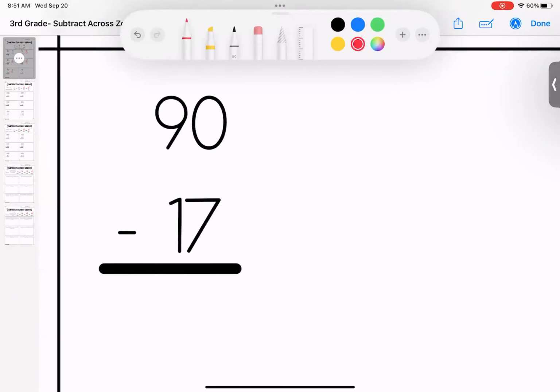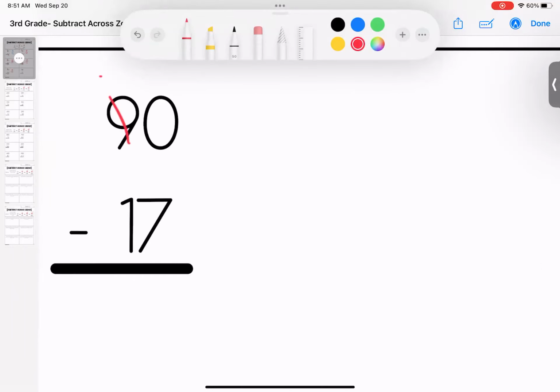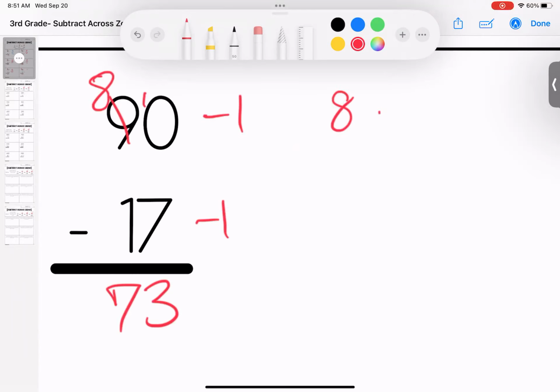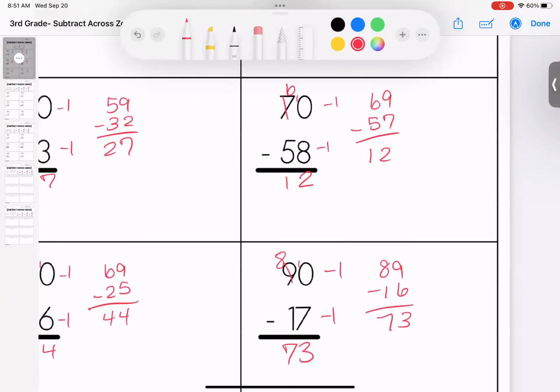Last one for this page. 9 becomes an 8, and I give my 10 ones. 10 minus 7 is 3. 8 minus 1 is 7. Or I could say it's the same as 89 minus 16, which also gives me 73.